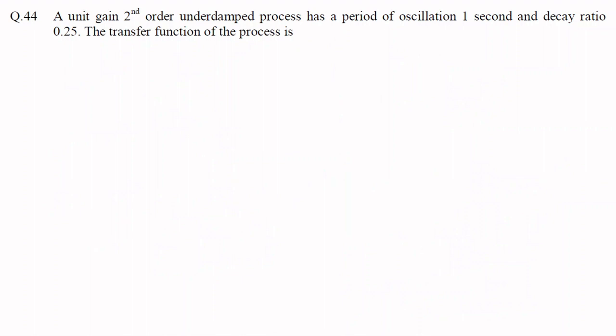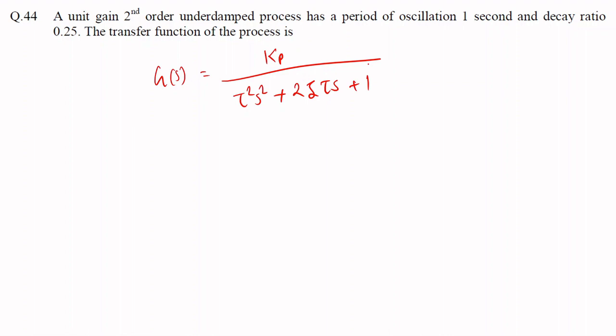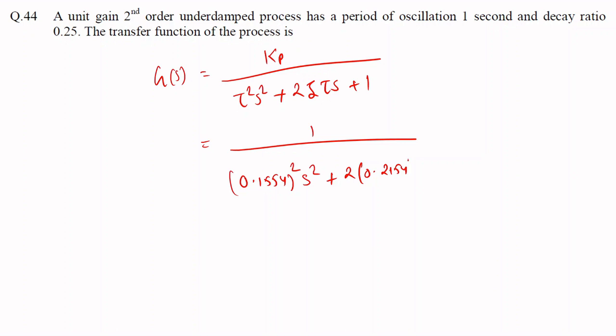Now we put the value of tau and zeta into the transfer function equation. The transfer function equation was G(s) is equal to Kp upon tau square s square plus 2 zeta tau s plus 1, and now we can replace all these values. So Kp was 1, tau we had found out to be 0.1554 whole square, s square plus 2 into the value of zeta, which was 0.2154 from the earlier slide, into 0.1554 s plus 1.